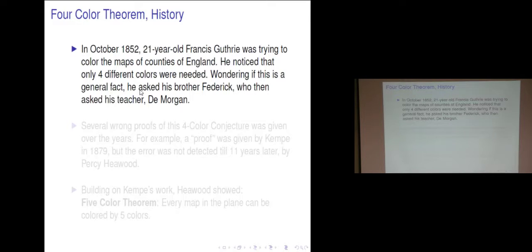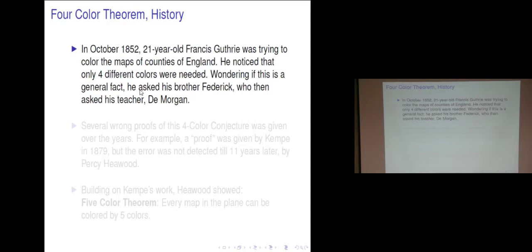So you color each county by a color, but you don't want to color neighboring counties using the same color, right? That's the basic rule of coloring maps. So he discovered that only 4 different colors were needed. You don't need 5. He was wondering if this is a general fact. He asked his brother, and his brother probably could not solve it. So he asked his teacher, De Morgan. We know De Morgan's law, and De Morgan could not solve it.